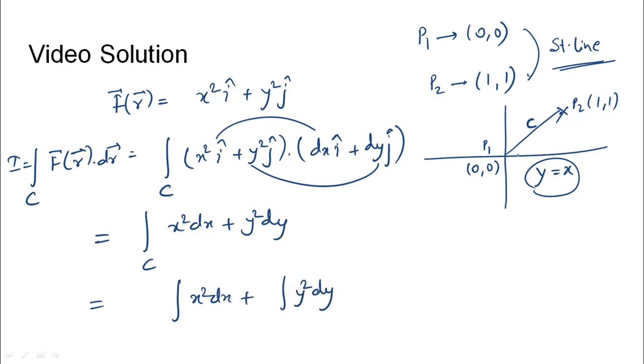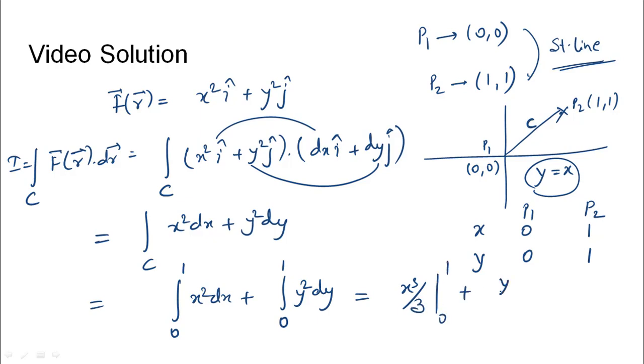We can see that the value of x at point P1 is 0 and the value of x at point P2 is 1. So we can impose the limits from 0 to 1. Similarly, the value of y at point P1 is 0 and at point P2 is 1. So similarly, imposing the limits 0 and 1 for y, the integration would turn out to be x cube by 3 with limits 0 and 1, and y cube by 3 with limits 0 and 1.